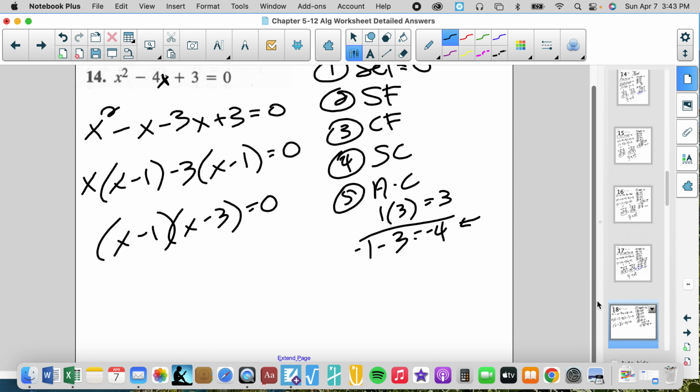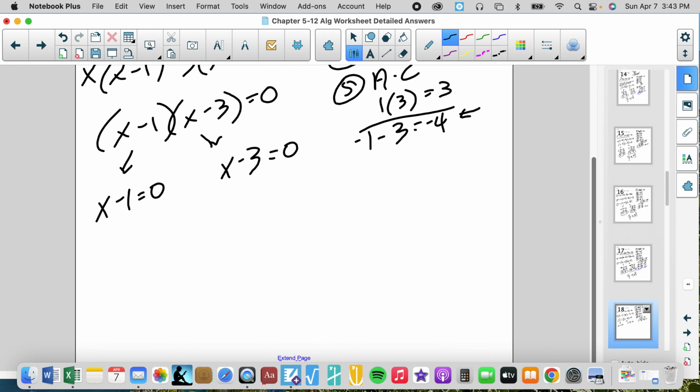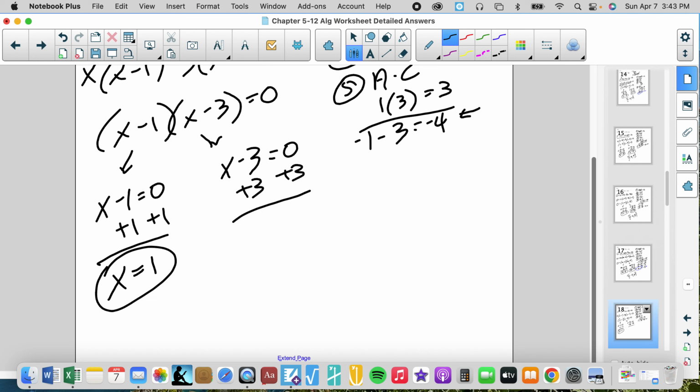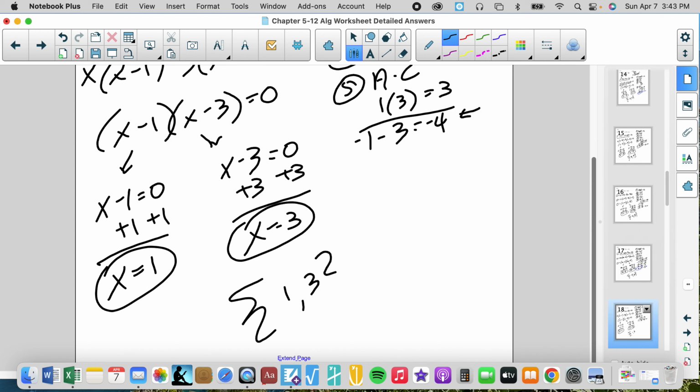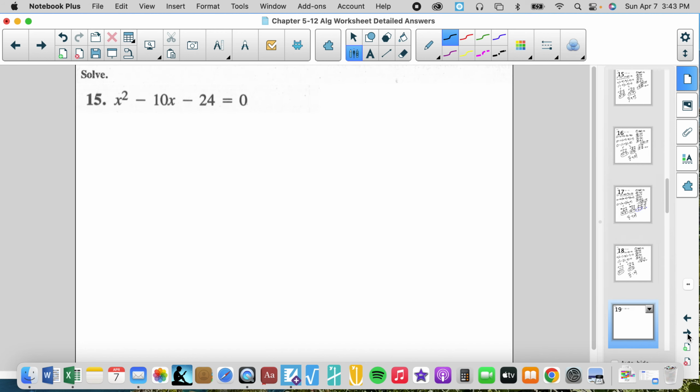And you'll get good where you can already see what the solutions are. When you do it enough, you can start seeing solutions. You can see where the problem's going because we've done so many and we're familiar with it. So my solutions are 1 and 3. Sorry about that typo. Set equal to 0.